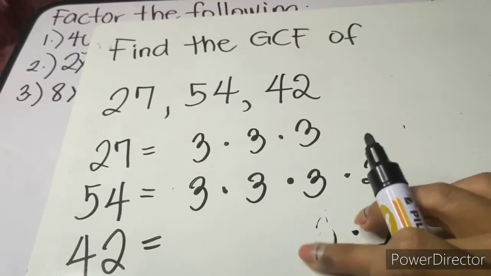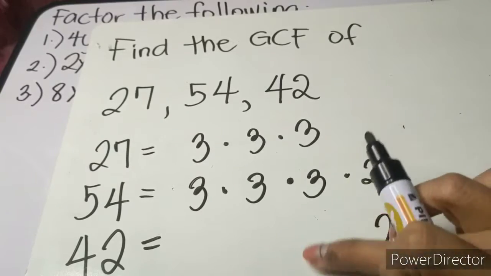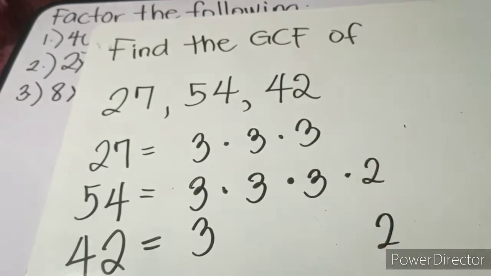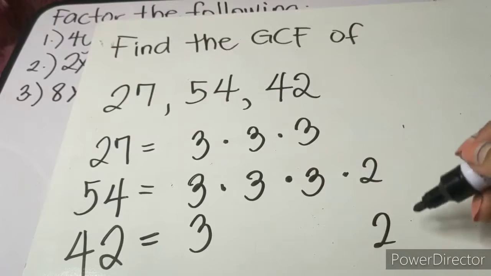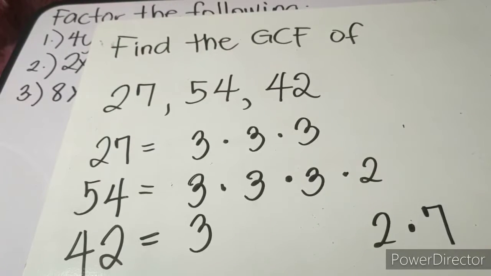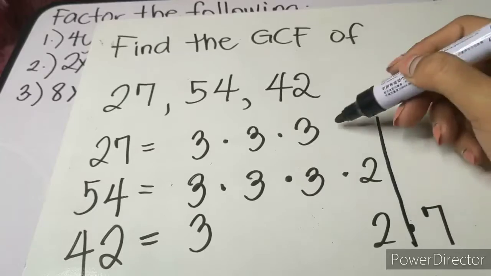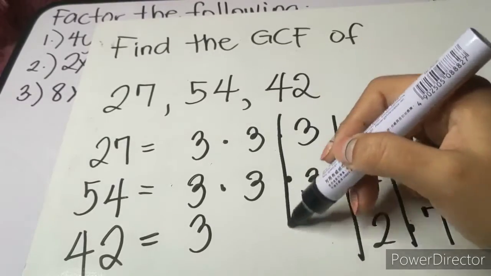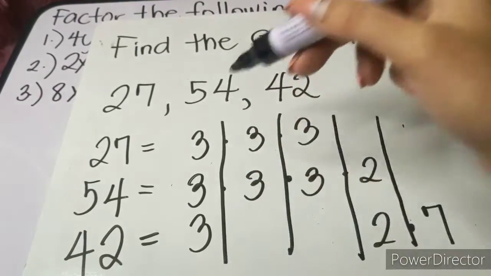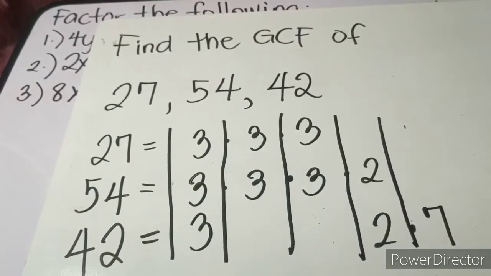Para hindi kayo malito, let's just write it on this part. And then, times 2. And 6 pa lang yan. So, times 7. At dito ko sinulat kasi wala siyang kaparehong factor sa taas. Ang ginagawa ko dyan, nilalagyan ko yan ng line. Actually, line yung separator ko in writing the factors.